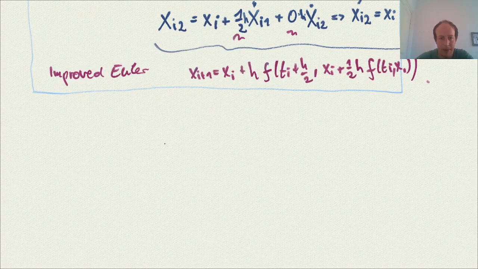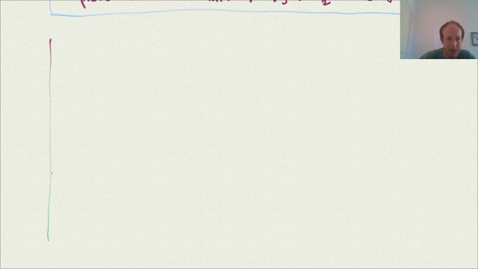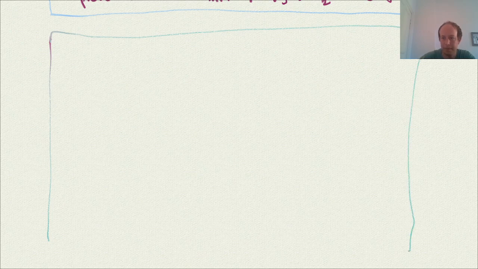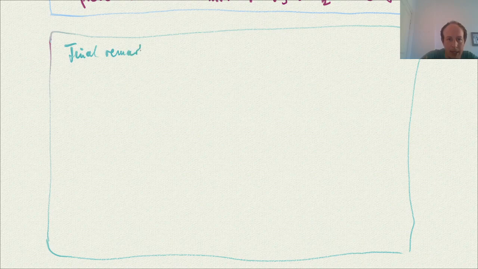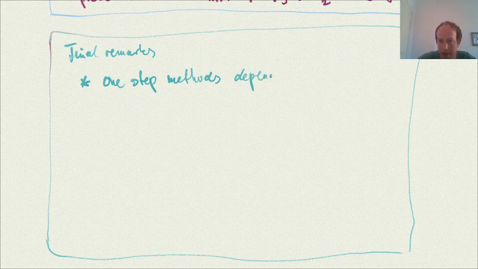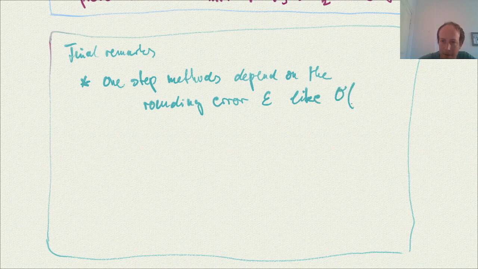Okay, and then we will stop the lecture in a second. I just want to make a few final remarks. One thing that one should have in mind, and we'll make a little coding exercise where you will see what the problem there is: methods depend on the rounding error epsilon like O of epsilon over h.